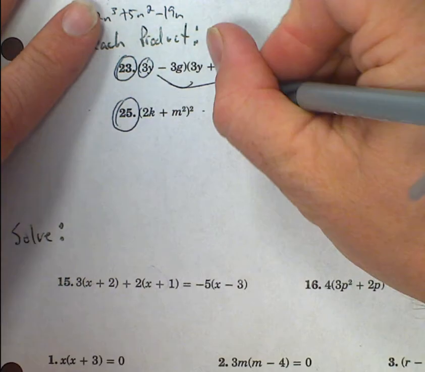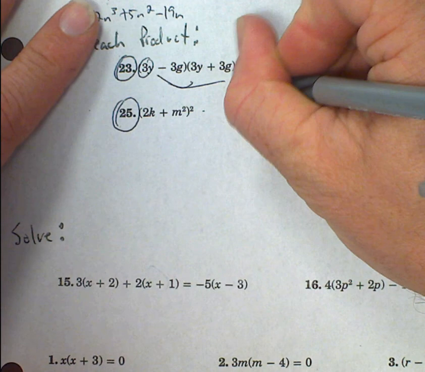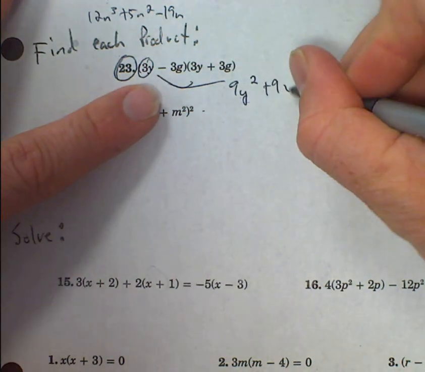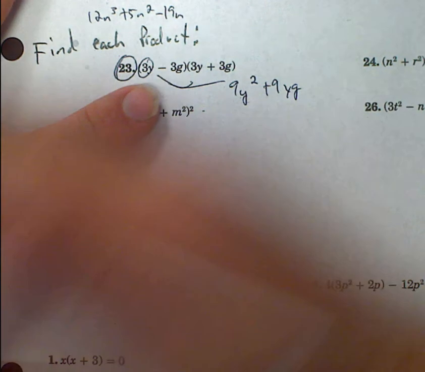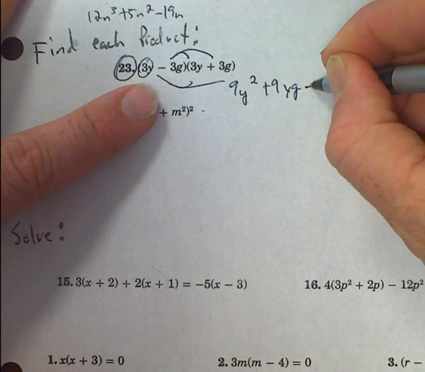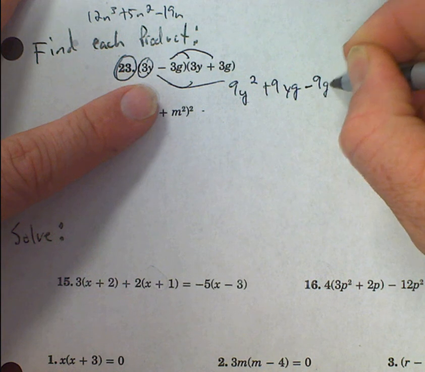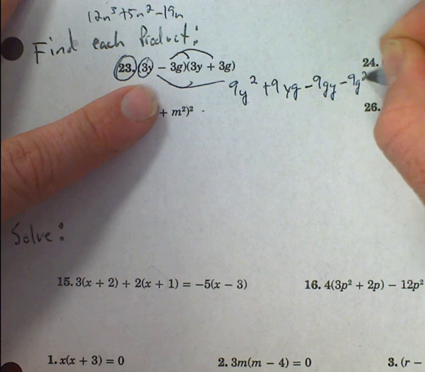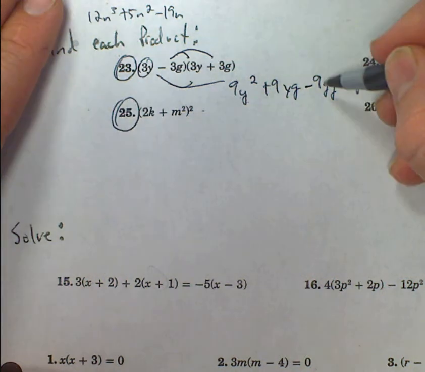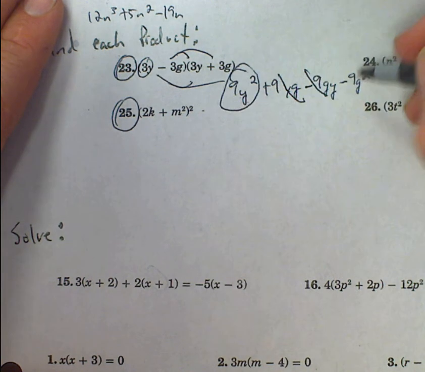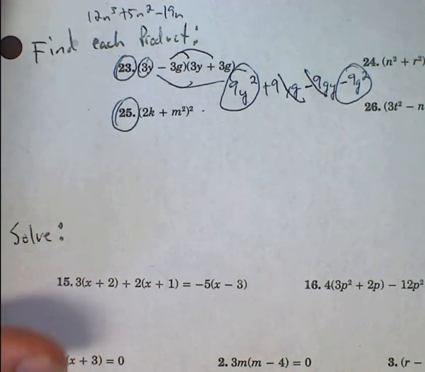3 times 3 is 9, y times y is y squared. 3 times 3 is 9, y, g. Distribute the negative 3g. That becomes negative 9gy minus 9g squared. 9yg minus gy goes away, so I'm left with 9y minus 9g squared.